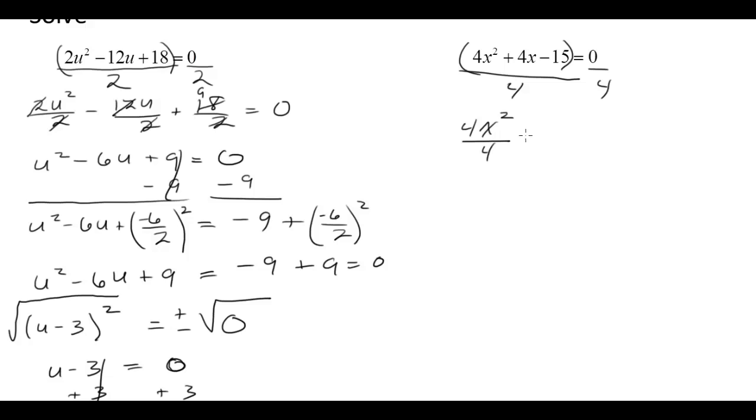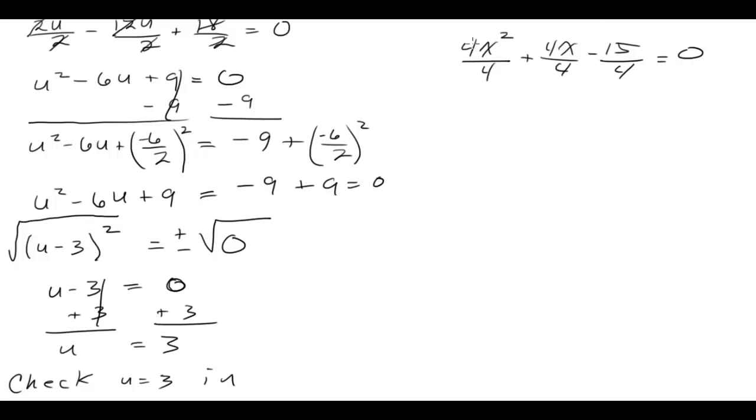So that's going to be 4x squared over 4 plus 4x over 4 minus 15 over 4. And 0 divided by 4 is, of course, 0. The whole point was to get rid of this, to make it a 1, so it now gets reduced to a leading coefficient of 1, which I know how to solve. And this is going to get reduced to 1, so that's going to be x minus 15/4.